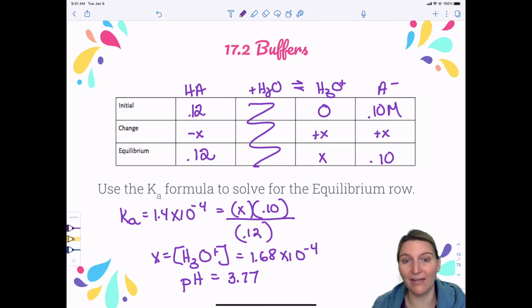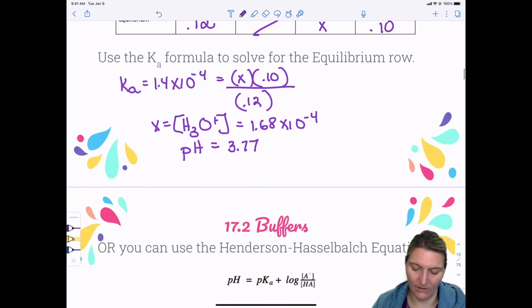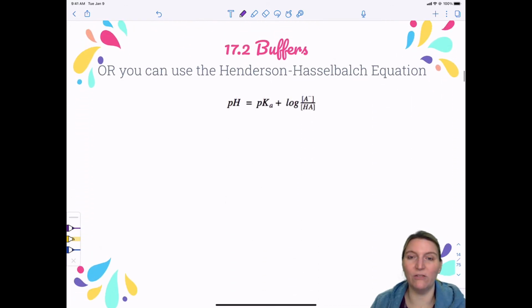If I add a little bit of acid, it will change a little. If I add a little base, it will change a little, but it'll stay right around 3.77. Now there's another way that we can solve buffer problems, and that's with something called the Henderson-Hasselbalch equation. And this is one of the equations that's on your equation sheet. And it's sort of a shortcut because, as you've noticed, some of these we seem to be doing the same thing over and over and over again.